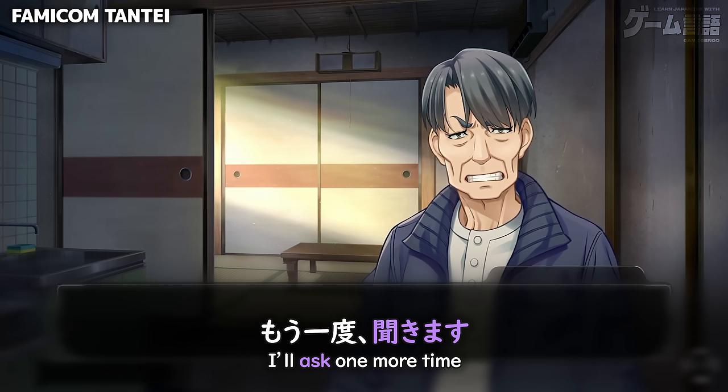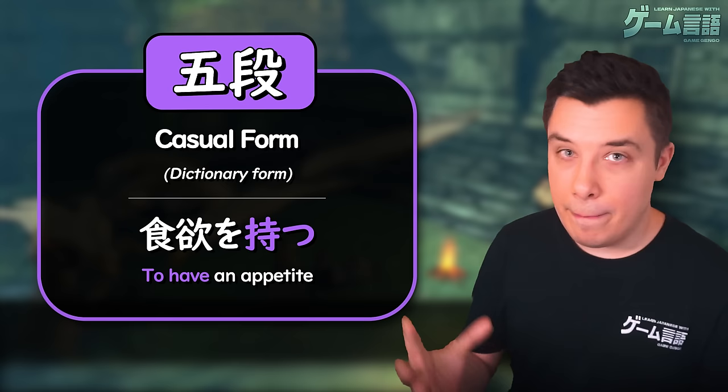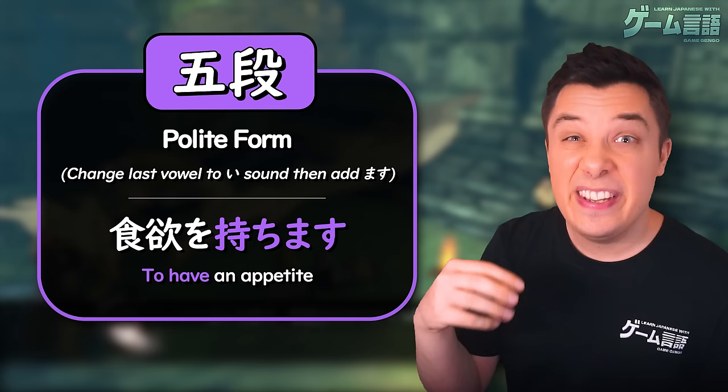Kikimasu. Motsu, to hold, so tsu, turns into chi, mochimasu.